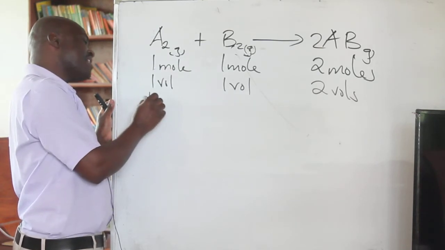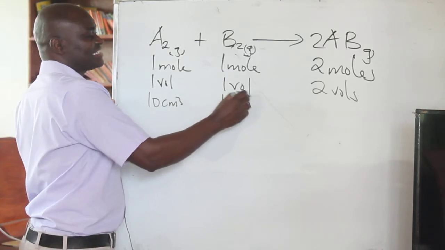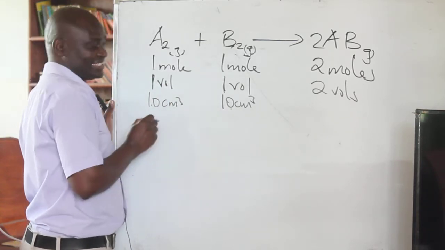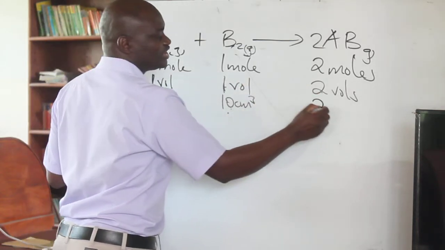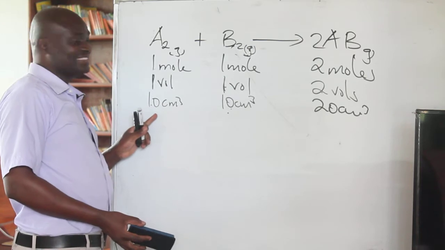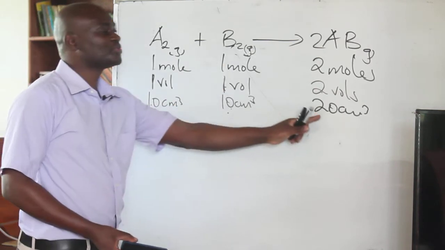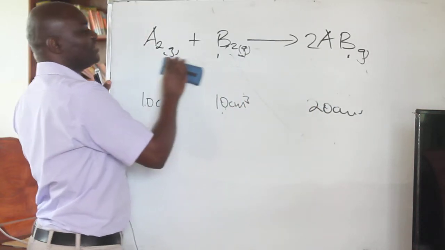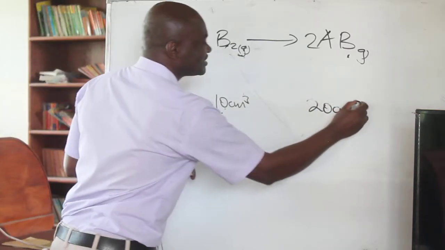So if we have 10 centimeters cubic, this will require 10 centimeters cubic because 1 is to 1. And then here is 1 is to 2. If this one is 10, then this one will be 20 centimeters cubic. So 10 centimeters cubic of gas A require 10 centimeters cubic of gas B to form 20 centimeters cubic of AB. Now I'm going to remove this so that I remain with volumes.